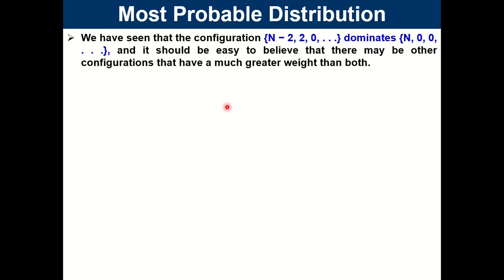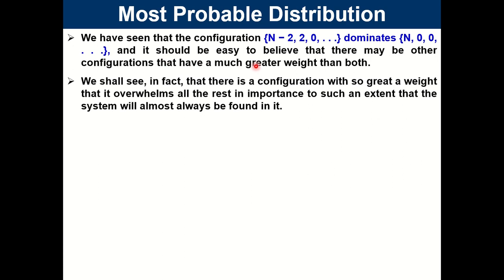So the configuration n minus 2, 2, 0 dominates over this, is what we have already discussed. The number of ways of having this configuration is more than this, and there is more likelihood of achieving this configuration than this. And it should be easy to believe that there may be other configurations that have much greater weight than both. We will see that, in fact.